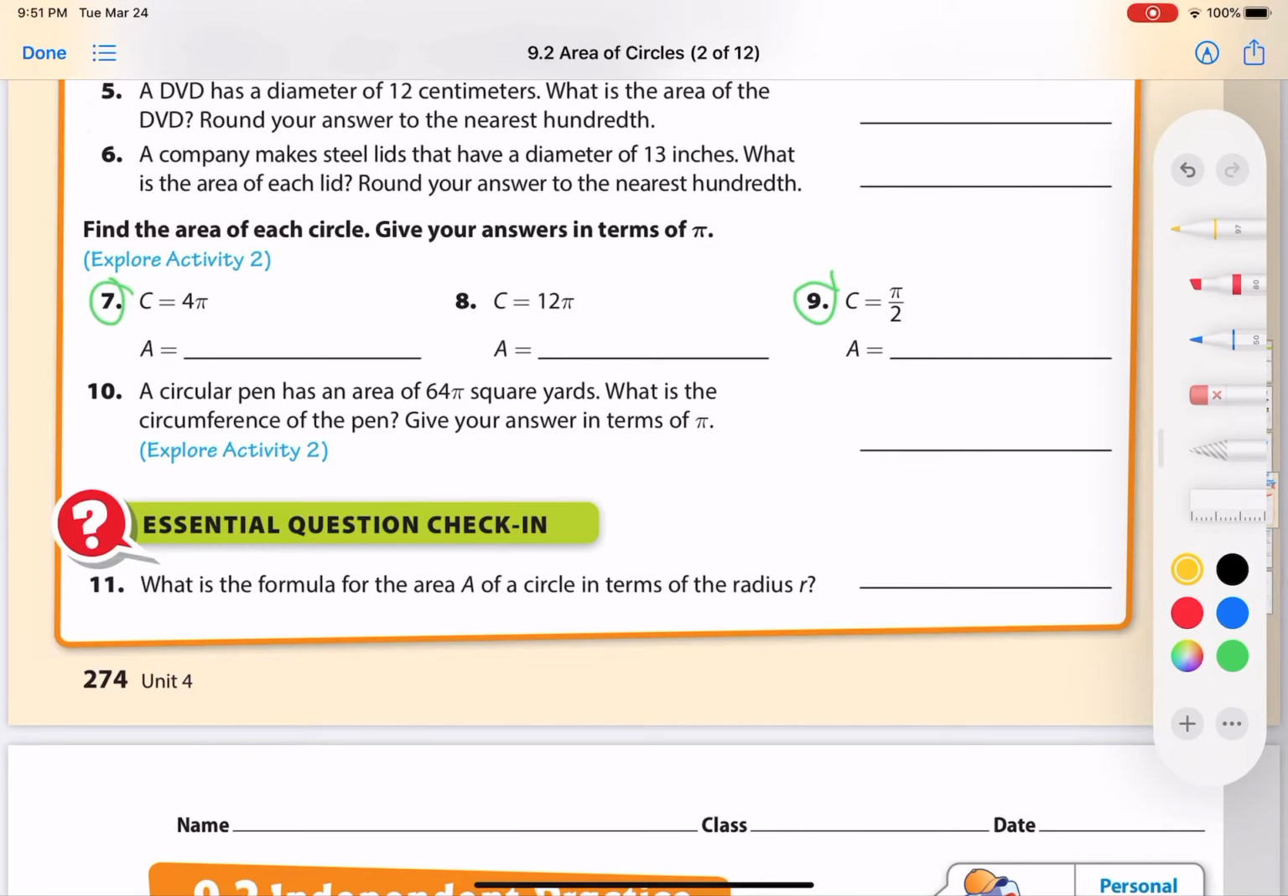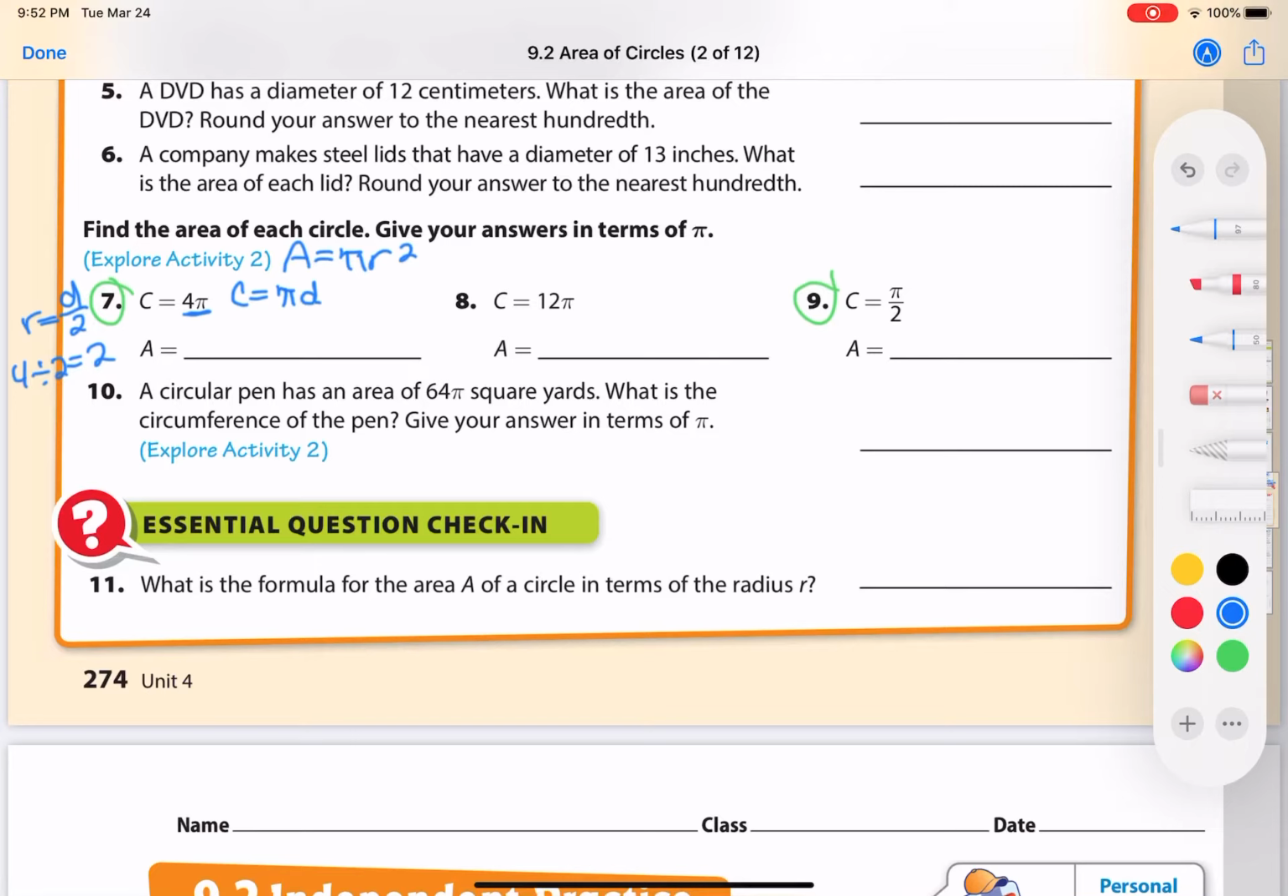We have to think about our formulas again. We know that area equals pi r squared. So in order for us to write our formula, we have to look at what we're given. So this is written as C equals pi times the diameter. And we know that the radius is half of the diameter. So in order for us to write this as the radius, we have to divide the 4 by 2. So 4 divided by 2 equals 2.